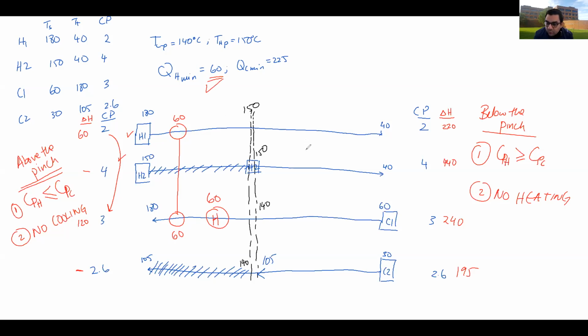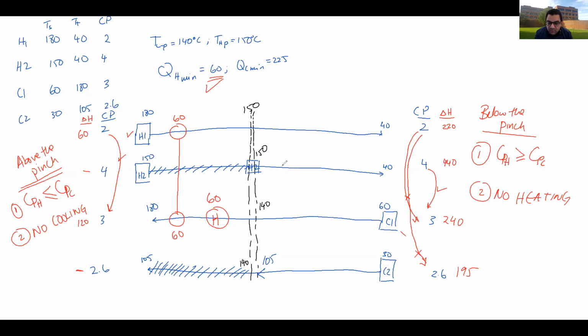Let's have a look on the other side, below the pinch. Let's start our analysis. So CP hot has to be greater than CP cooled. Okay, let me start with the first one. 2 greater than 3. Is this possible? No, it's not possible. 2 greater than 2.6. Is this possible? No, it's not possible. So I really can't connect 2 to anyone. Let's have a look at 4. 4 to 3, is it possible? CP hot greater than CP cold, yes. And so let's connect them.